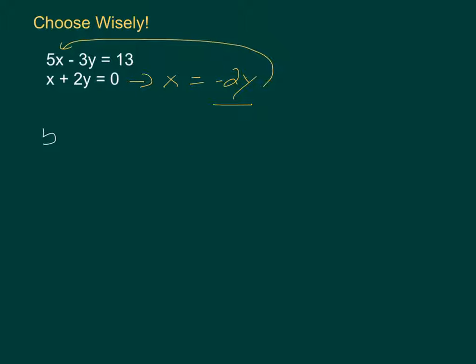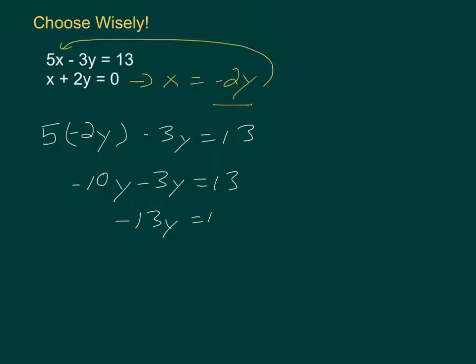So just to show you what that would look like, I'm going to have 5 times something minus 3y equals 13. And what's that something? Well, I know that I can replace x with negative 2y. Multiply that out. 5 times negative 2 is negative 10y. Minus 3y equals 13. Combining like terms and dividing by the coefficient, I get y equals negative 1. And that's the start of my answer.